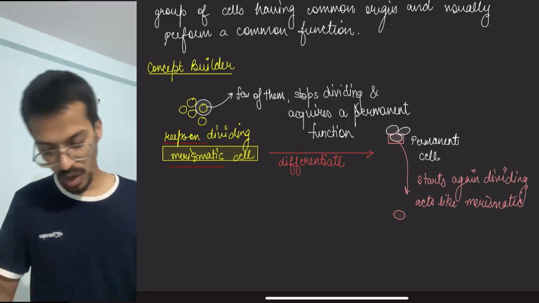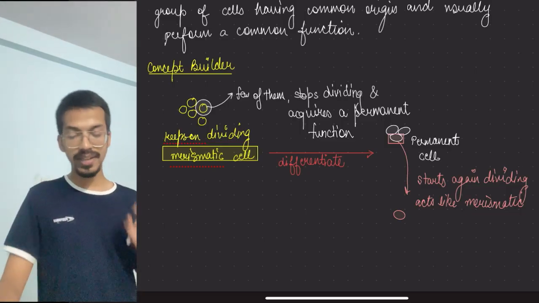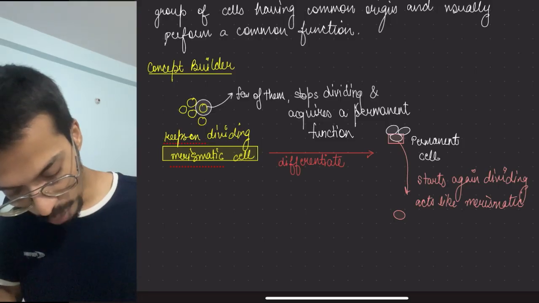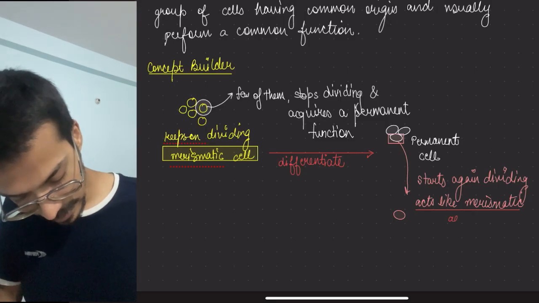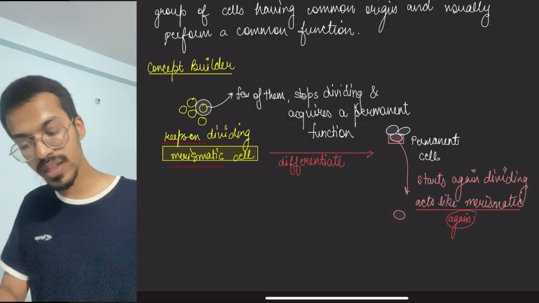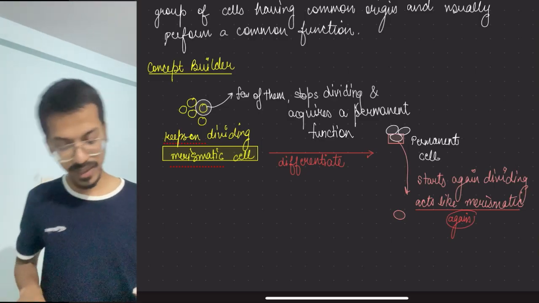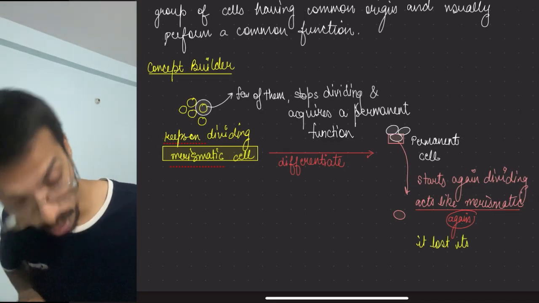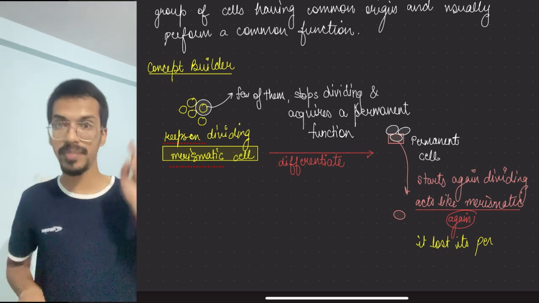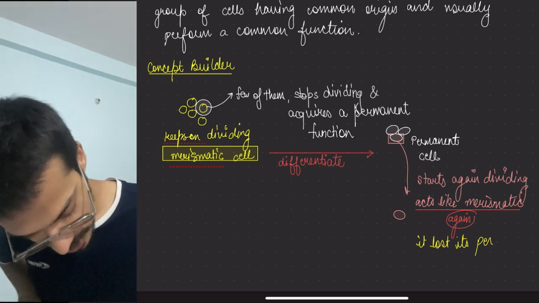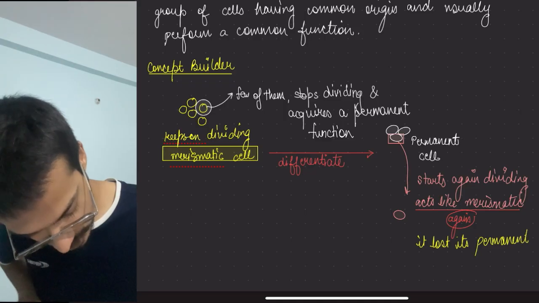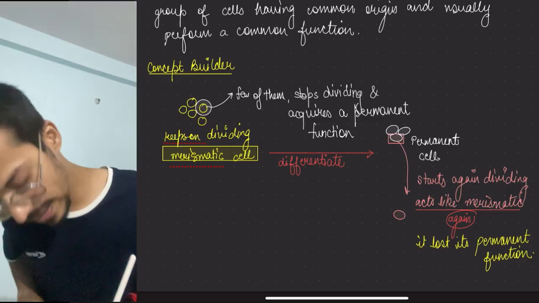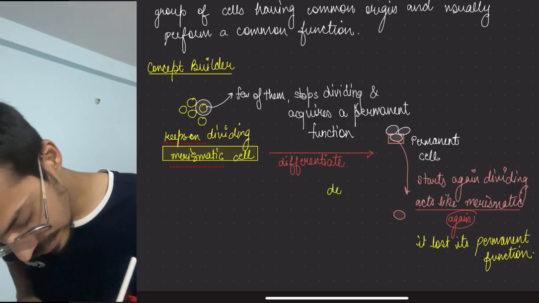First point. Now what happened? This permanent cell stopped its permanent functions and again formed meristematic activity. It lost the property of its permanent function, lost its permanent function. And this is called de-differentiation.